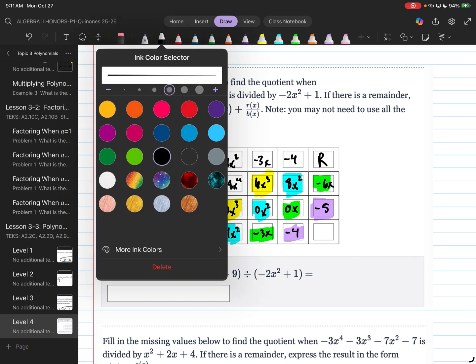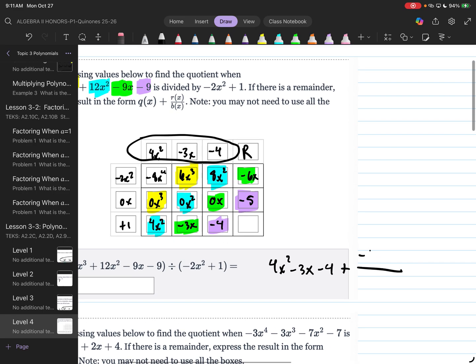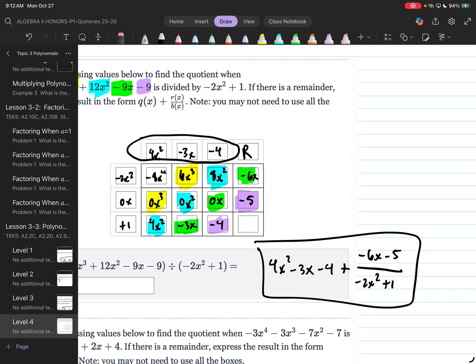here's what needs to be written. This is my answer. So 4x squared minus 3x minus 4 plus, what's my remainder? Negative 6x minus 5 divided by negative 2x squared plus 1. And now, to ask yourself, Ms. Quinones, does that even work? Let's try it. We have nothing to do but to actually try it.